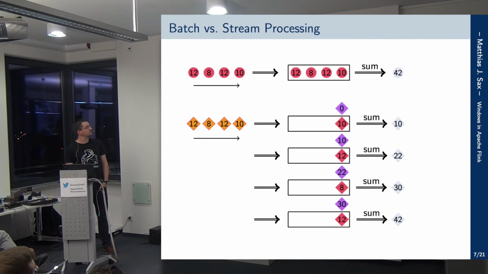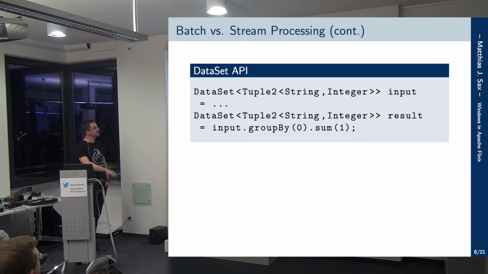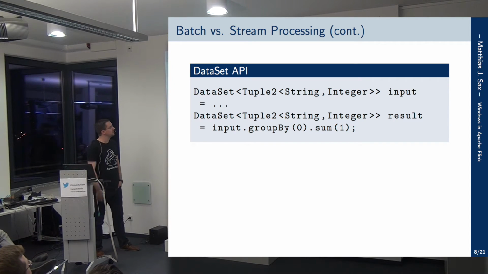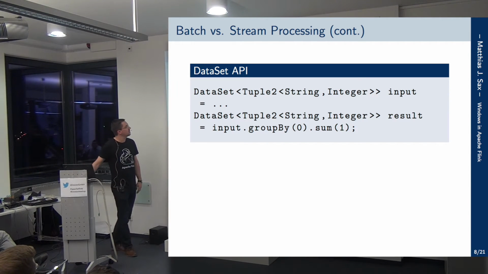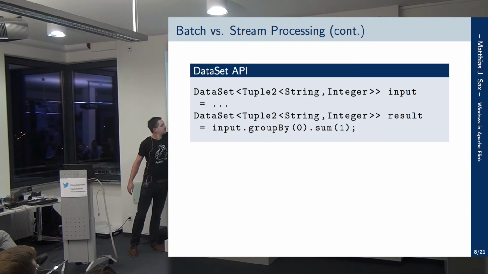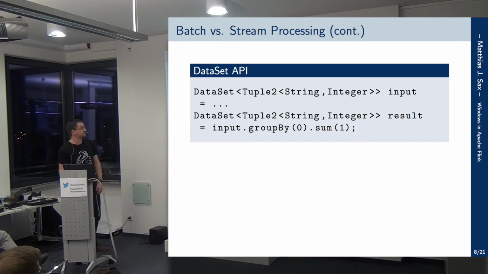So if you want to write this in Flink, it's actually pretty simple. First we do the data set example. So we have a data set, everything is typed in Flink, so we can put the types in generics. This would be kind of a word count example. You have a word and an integer, that's your input. And then you say, okay, I want to group by my first attribute, by my string, and then I compute the sum of the second attribute, the integer, and you get the result.